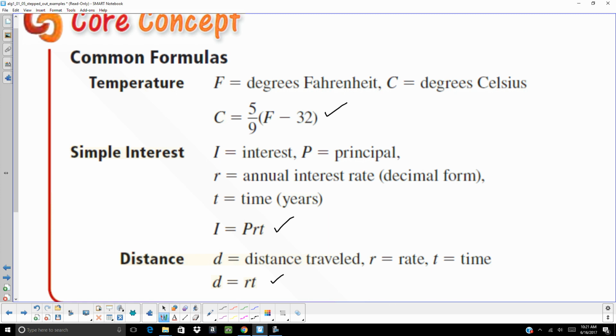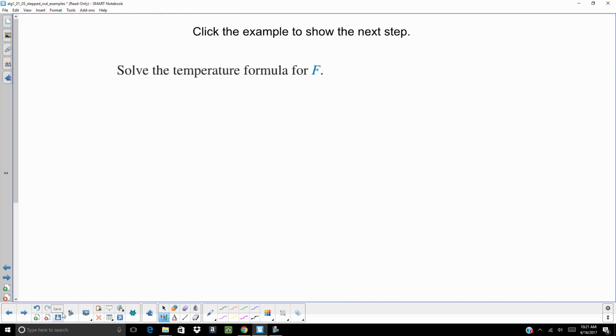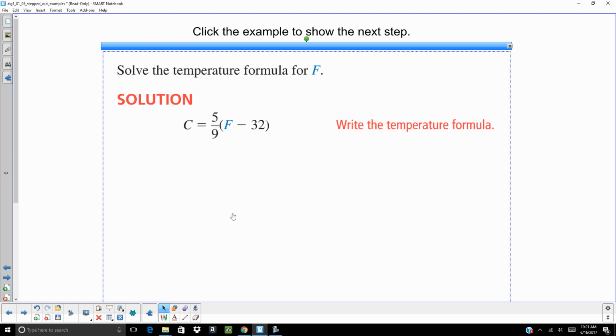So if you need to, hit pause, get them down. So we want to solve the temperature for F. They gave it to us in terms of C. So what we're going to do is write down our temperature formula.